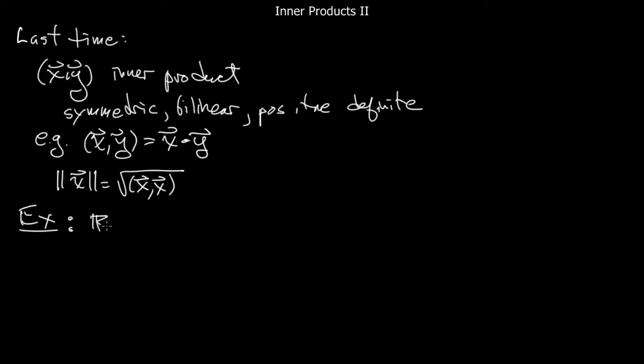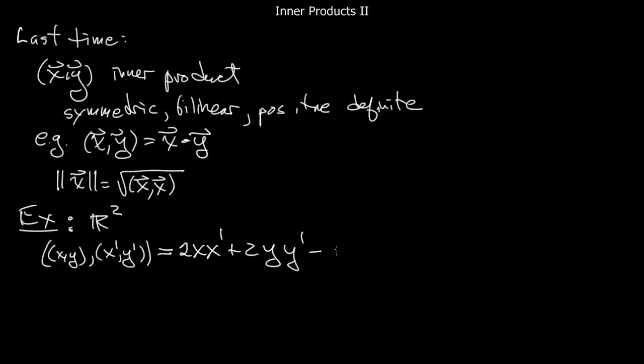I want to do one more example before I go on. In R2, consider the following definition. Define the inner product of (x, y) with (x prime, y prime) to be the following. Take 2x x prime plus 2y y prime minus x y prime minus y x prime. I claim that this is an inner product.